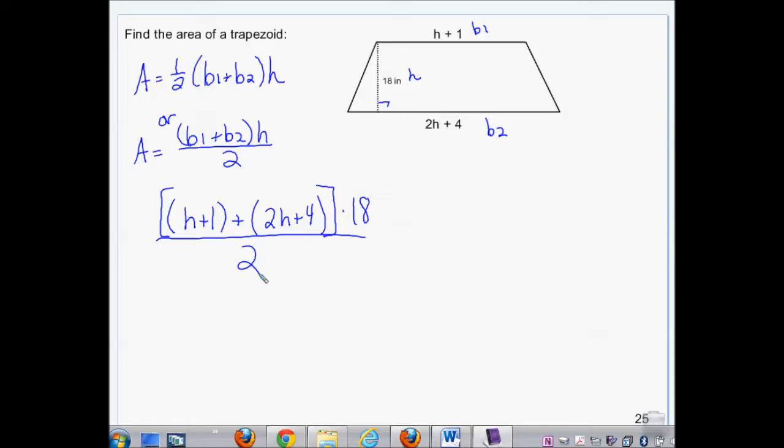Now, we need to add these two binomials. So h plus 2h is 3h, right? h and 2h gave me 3h. So 3h plus 5. And then 1 plus 4 gives me 5. Times 18 and then divided by 2.